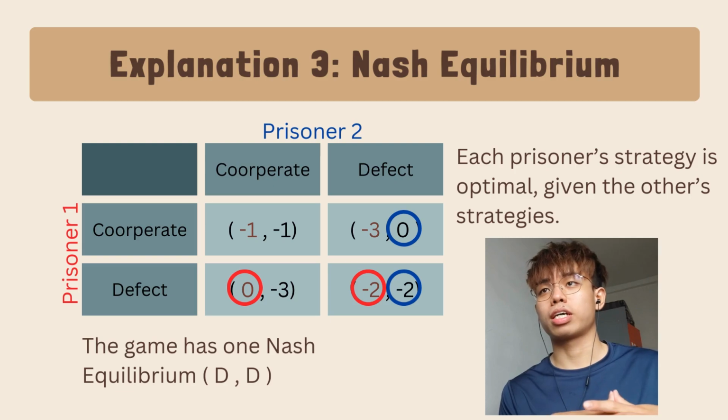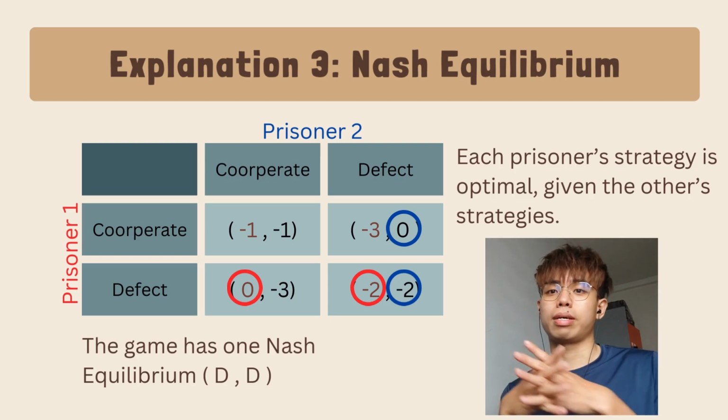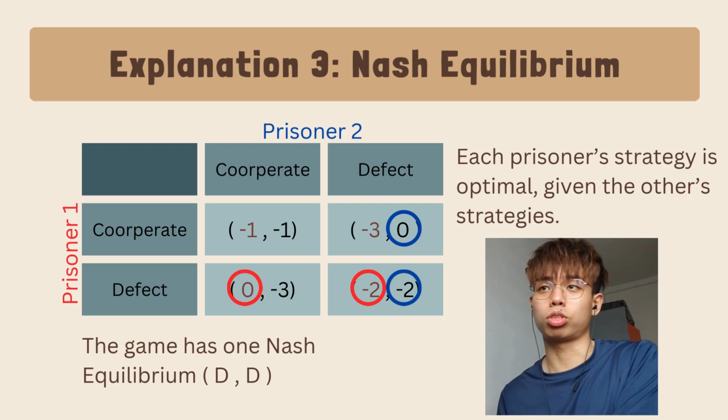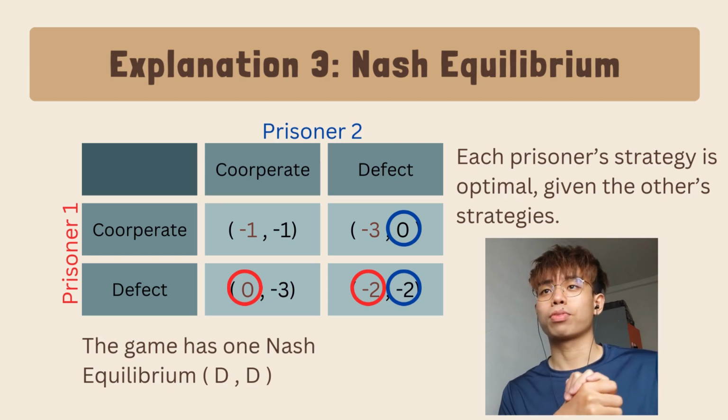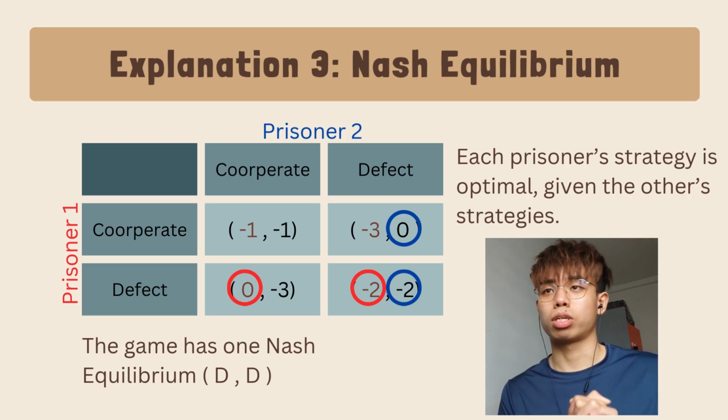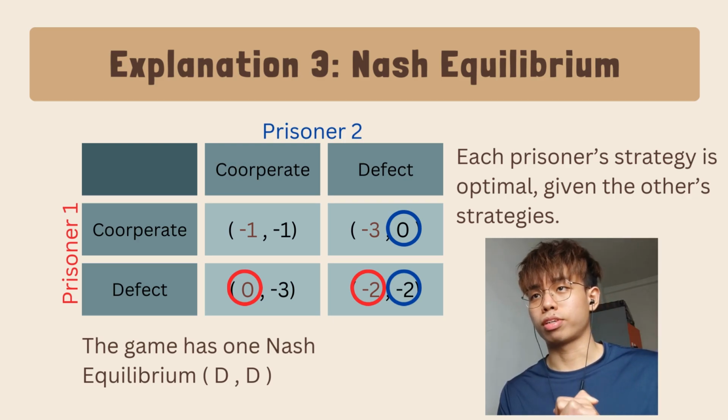Each prisoner's strategy is optimal given the other's strategy, which means that if prisoner 1 chooses to defect, it is still optimal whether prisoner 2 chooses to cooperate or defect. Likewise, if prisoner 2 chooses to defect, it doesn't matter what prisoner 1 chooses, cooperate or defect, it is still optimal. So both prisoners would choose to defect, and the Nash equilibrium is, as I said before, to defect and defect, which is -2, -2.